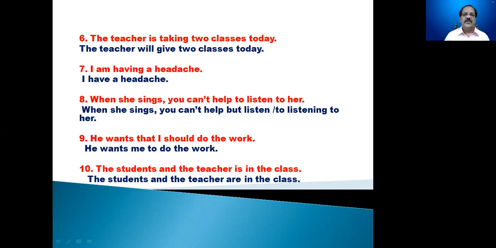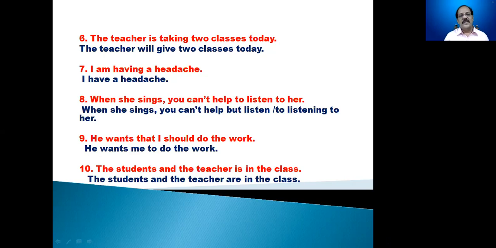He wants that I should do the work. See, he wants that I should do the work. He wants what I should do the work, isn't it? That is not a suitable conjunction here. That's not necessary at all. So we have to say, he wants me to do the work. I should do the work, see, I has been converted into me here. So to do the work is enough. He wants me to do the work is the correct expression. Then go for the next item.